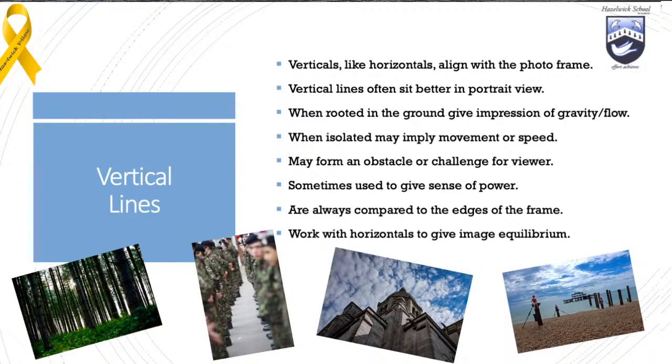Let's look at vertical lines now. Vertical lines, in the same way as horizontal lines, align with the frame, with your photo frame. And if you're going to use vertical lines, they often sit better if you turn your camera on its side and go into portrait view. When you've got vertical lines that are sat in the ground, they often give the impression of gravity or of flowing. You get a sense of speed.